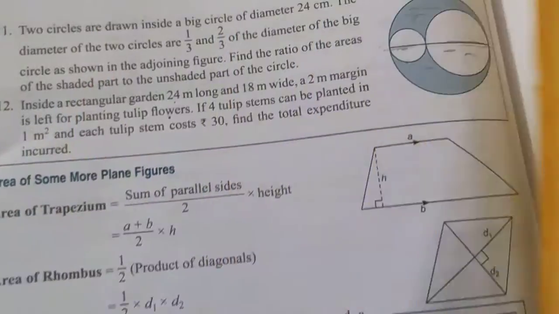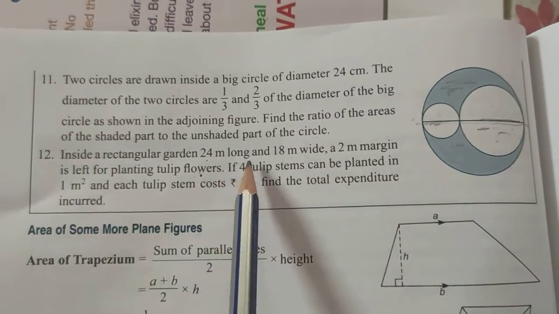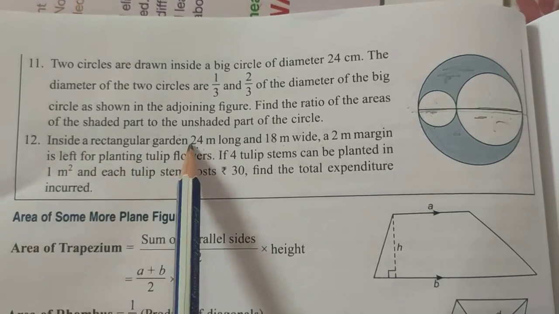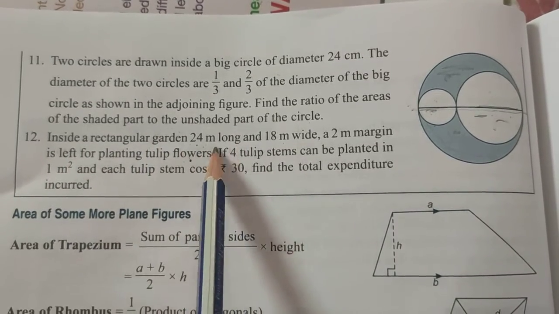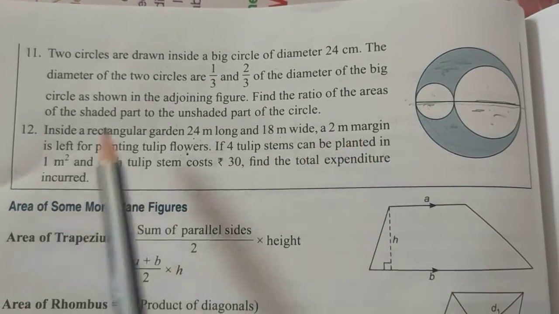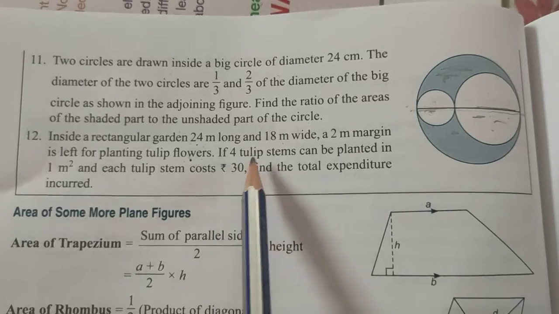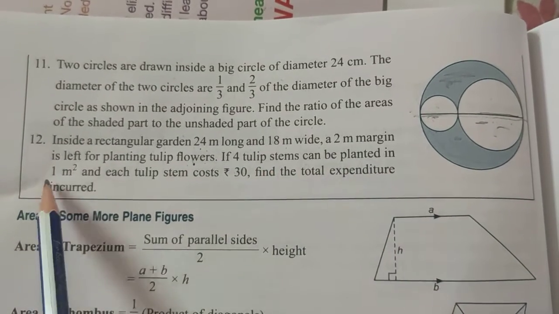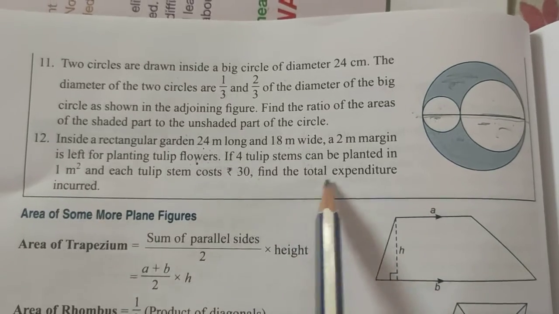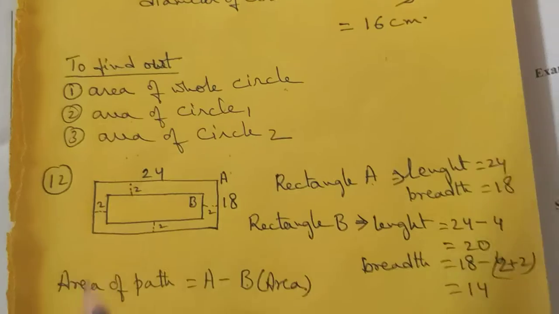Now let's come to the last question of this exercise. Inside a rectangular garden 24 meter long and 18 meter wide, a 2 meter margin is left for planting tulip flowers. If 4 tulip stems can be planted in 1 meter square and each tulip costs 30 rupees, what is the total expenditure incurred? Means how much will be the total expenditure?